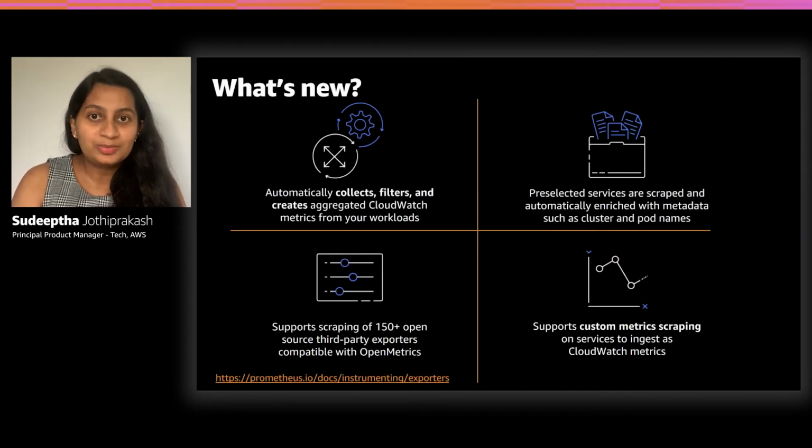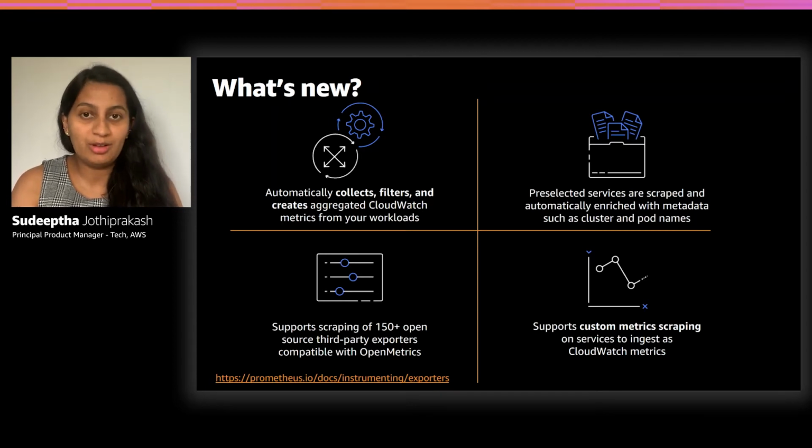So what's new? This new release automatically collects, filters, and aggregates CloudWatch metrics from your workloads. You can utilize pre-selected services that are scraped and automatically enriched with metadata such as cluster and pod names. This release supports scraping of 150 plus open source third-party exporters compatible with OpenMetrics. We also support custom metric scraping on services to ingest the CloudWatch metrics. For example, you can now collect application metrics from your namespaces.